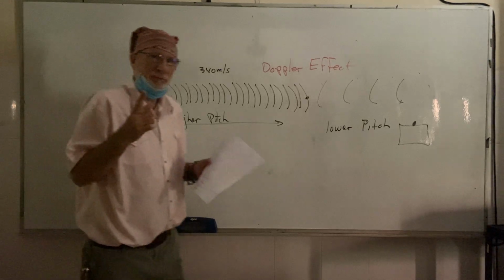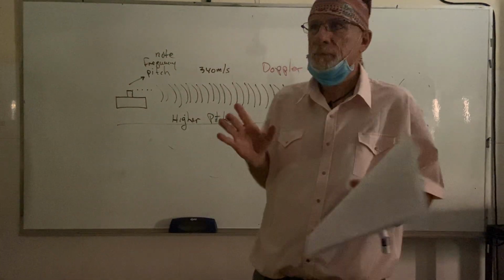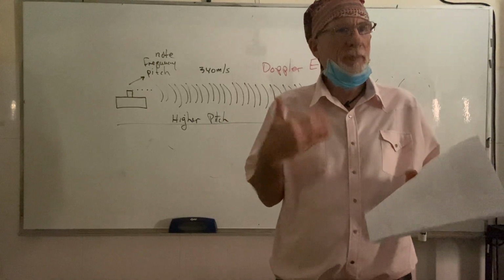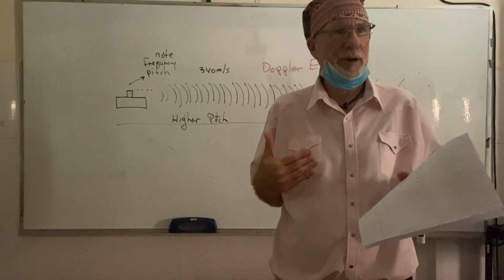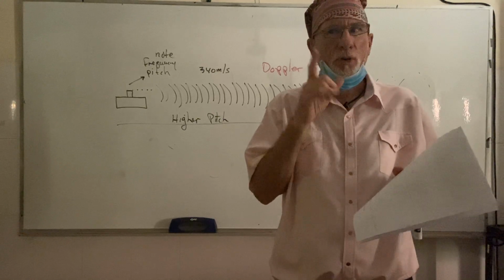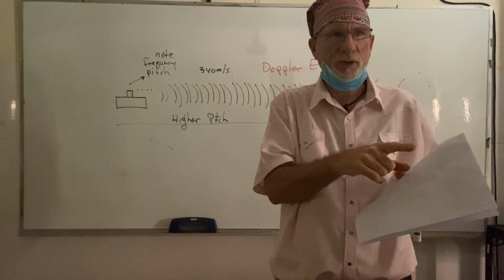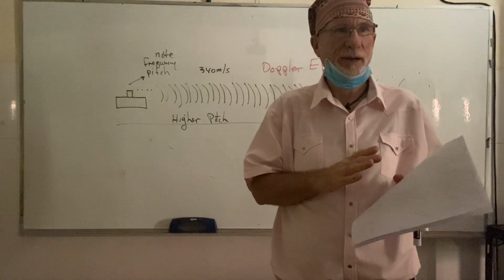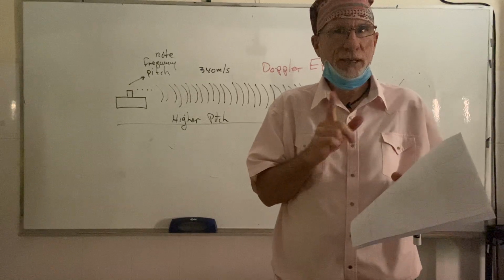If you're going 80 kilometers per hour down a road, and the vehicle passing you is going 80 kilometers per hour, your speed relative to the vehicle that passed you is 160 kilometers per hour. It's double. You get it?